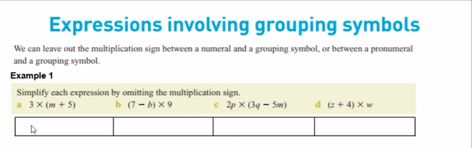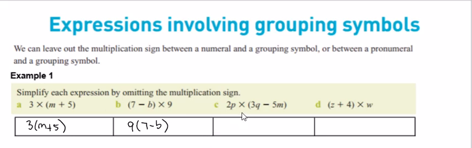So the expression looks like this: 3 outside the brackets, m plus 5. Now B, the number is at the back. We can move it to the front, which is what we're going to do. We're going to remove the times sign and write 9 times in brackets 7 minus b, with the 9 at the front.